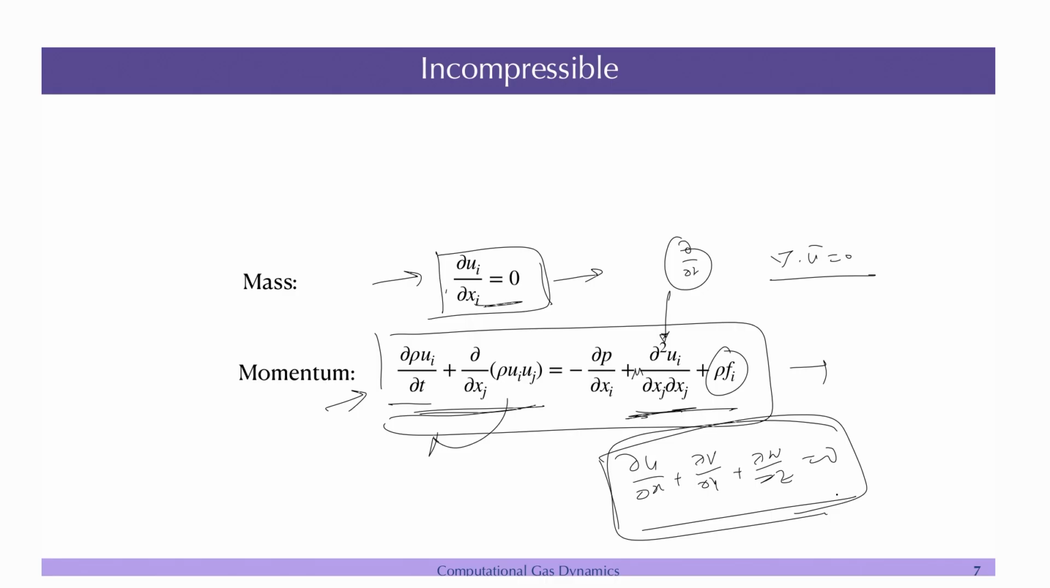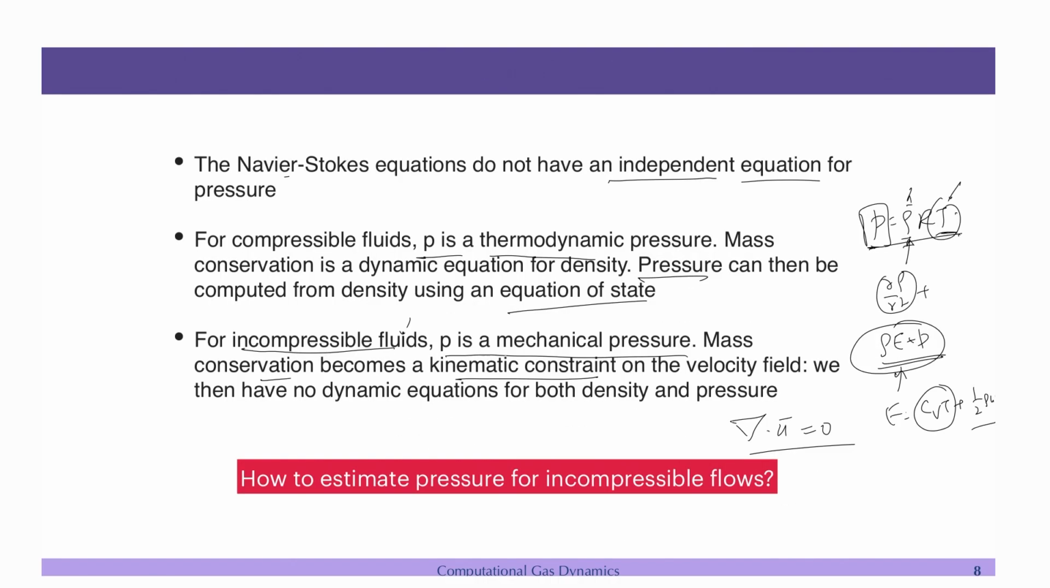So, it must be satisfied, whatever velocity that you are getting from here, they should satisfy this, but there is no separate equation for pressure here, right. So, how do we get that? So, we have no dynamic equation for either density or the pressure. So, then how to estimate pressure for incompressible flow? So, what we do? We use a trick.